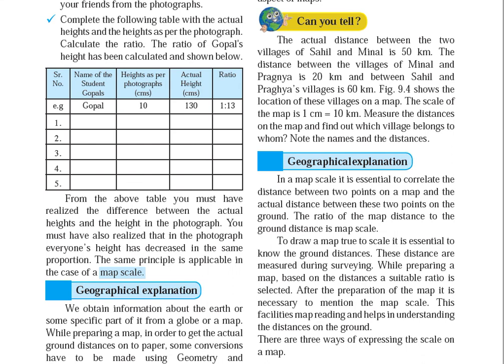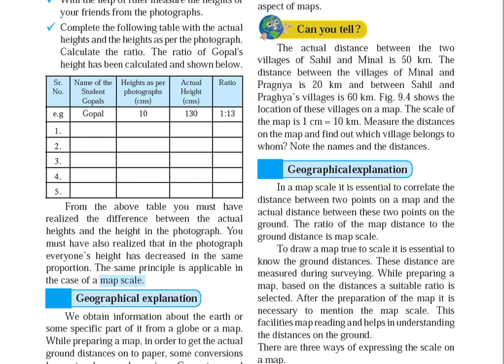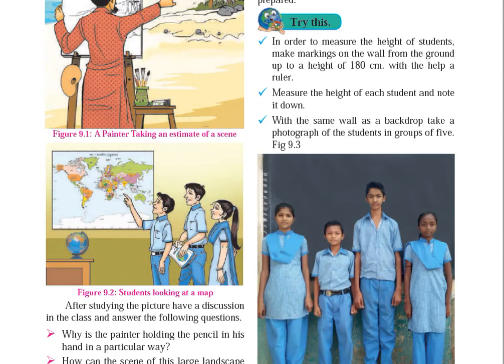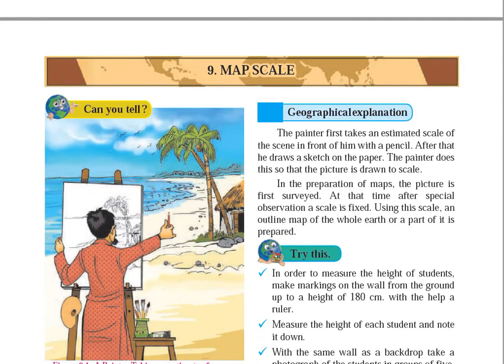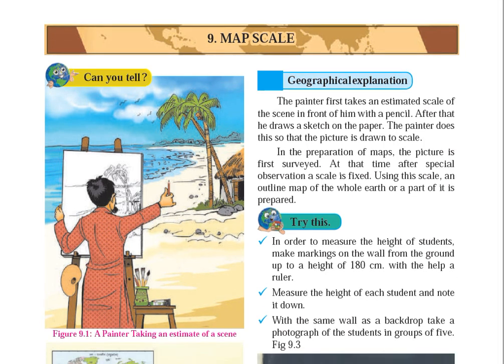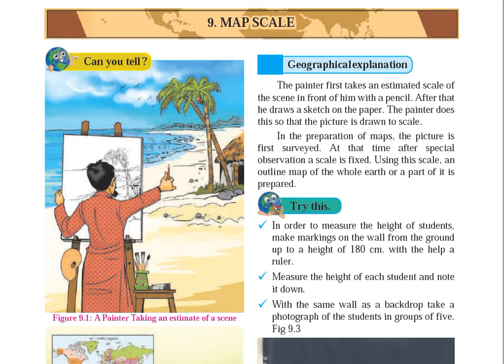Okay, students, today we will do this much only, what we have understood by map scale. Map scale means how we are going to draw the exact picture without taking the exact measurement. In the next class, we will see the different types of measurements. I will send you a link so that you can understand this lesson in a much better way. Thank you, students.